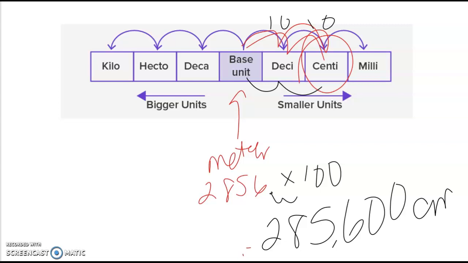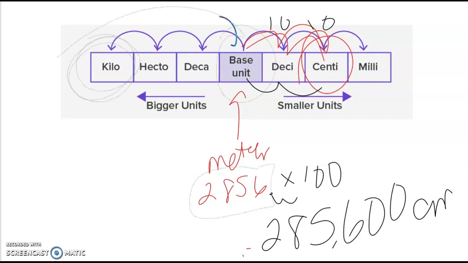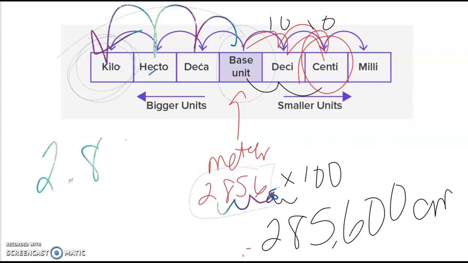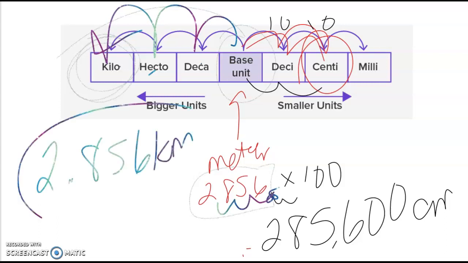Great. Now, what if I wanted to go the other direction and say, how many kilometers is this? So I'm looking at, again, the 2,856 meters. From meters to kilometers, I'm going 1, 2, 3 units to the left. You can either divide by 1,000, because 10 times 10 times 10 is 1,000, or take that decimal and move it left 1, 2, 3 places. So that would be 2.856 kilometers, right?